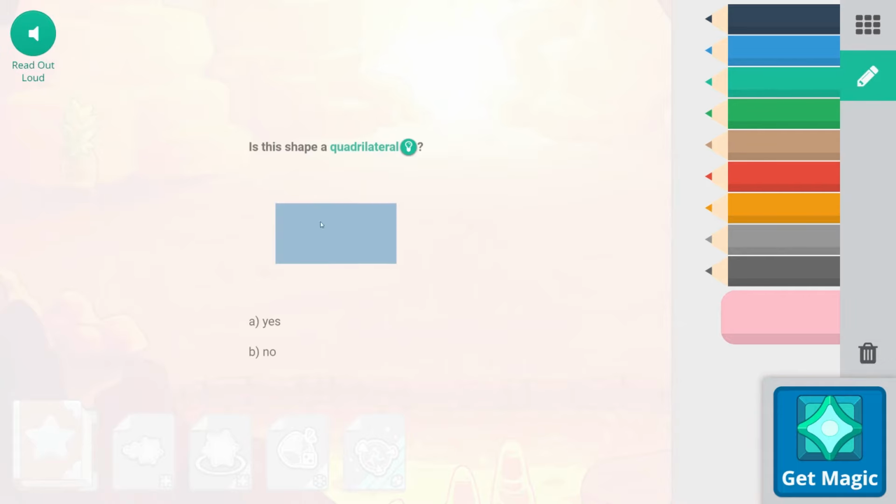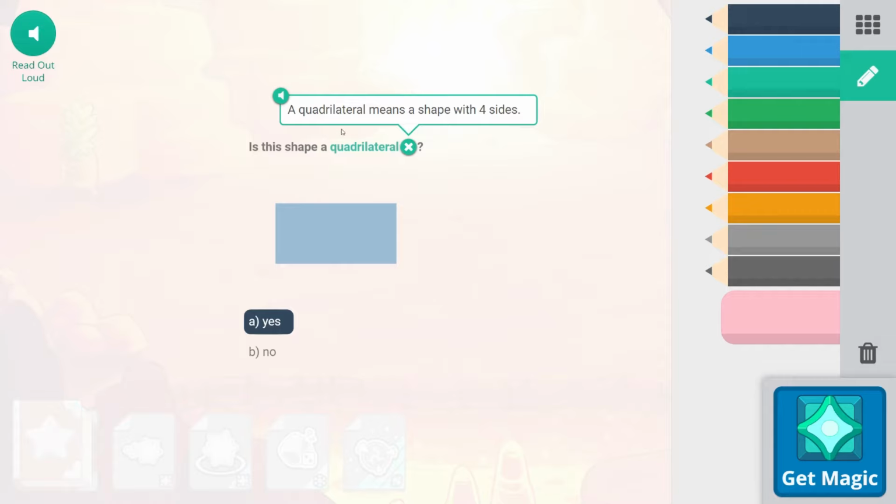And this is a quadrilateral. Yes, quadrilaterals are shapes that have 4 sides. A quadrilateral means a shape with 4 sides. So yes, it is a quadrilateral.